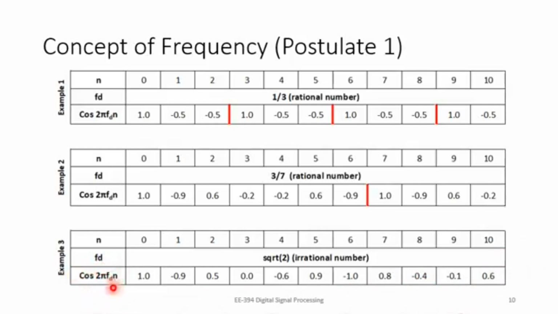Cosine happens to be a periodic function in continuous time, but in discrete time, postulate 1 is indicating to us that in order to check for periodicity, we will have to keep an eye on the frequency FD. If FD is a rational number, only then this will be a periodic function, otherwise it will not be a periodic function. This is an important observation which will come back to us in various different topics in this course. So this is something to remember.